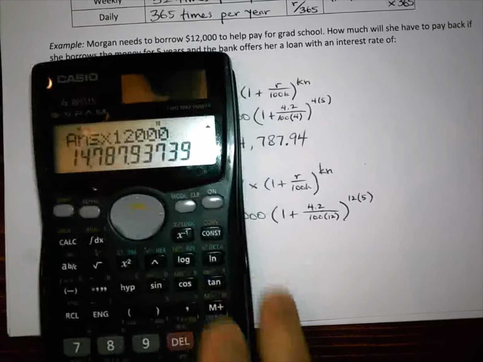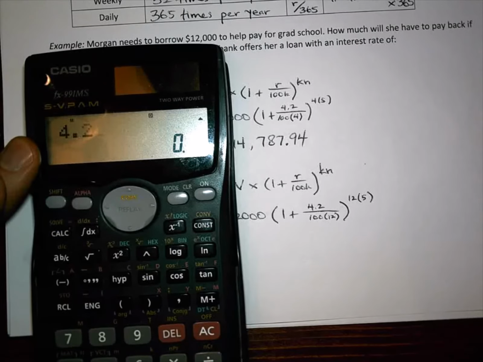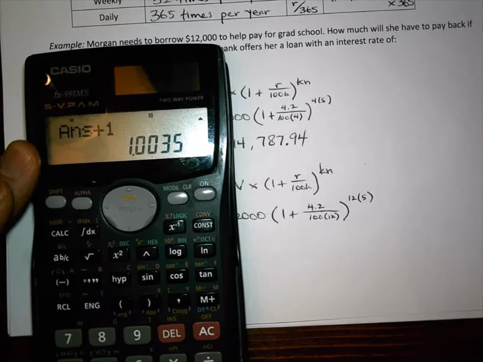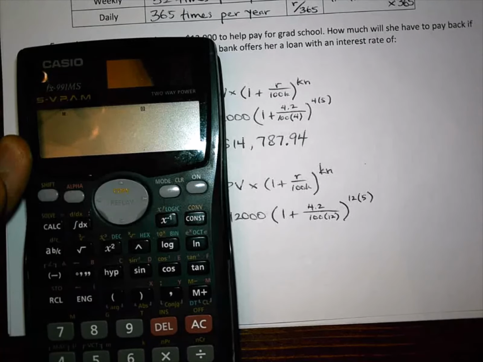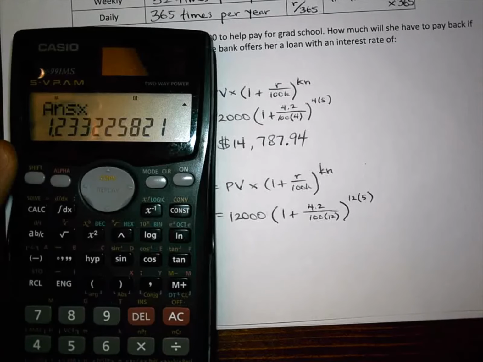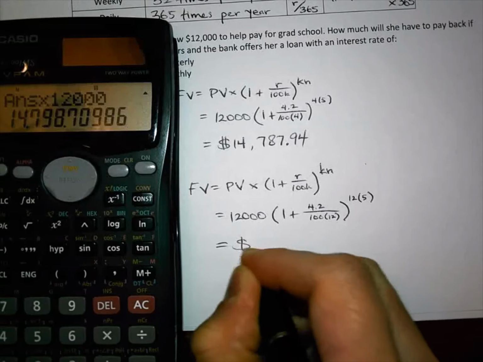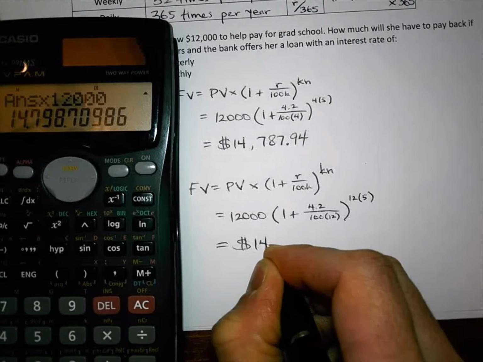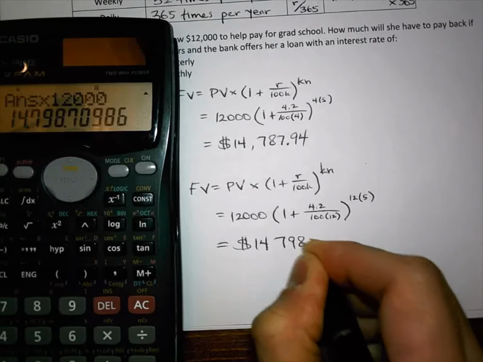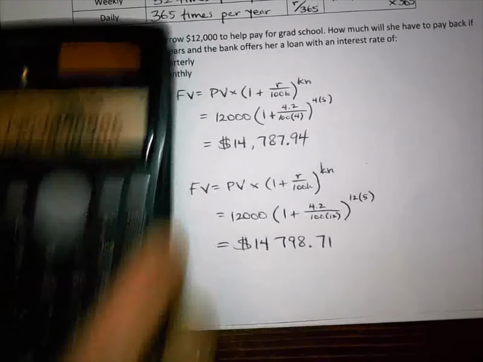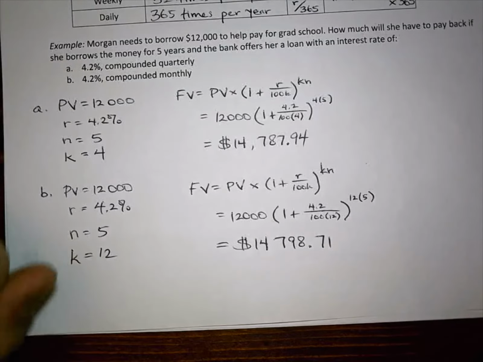So let's do this again on my calculator. 4.2 divided by 100 divided by 12, plus 1. So you can see how small the interest is per month. To the power of 60, because it's 12 times 5, times 12,000. And you get an answer of $14,798.71. So what do we notice?